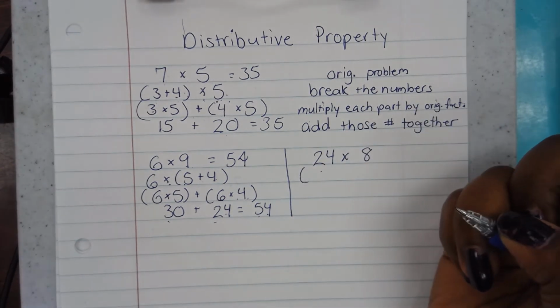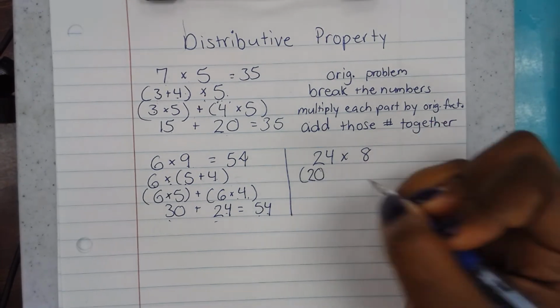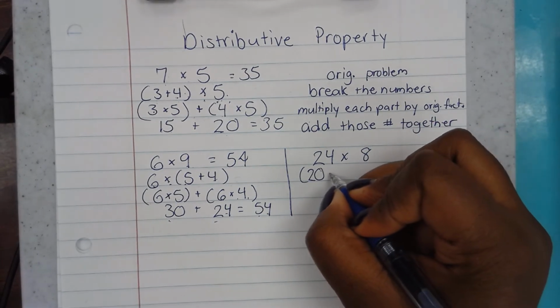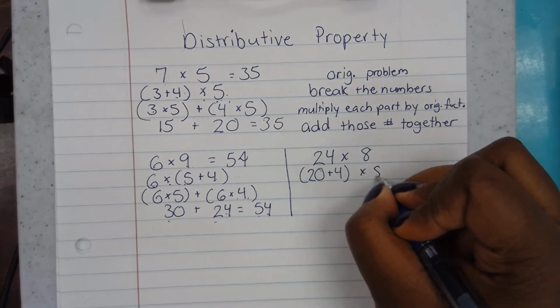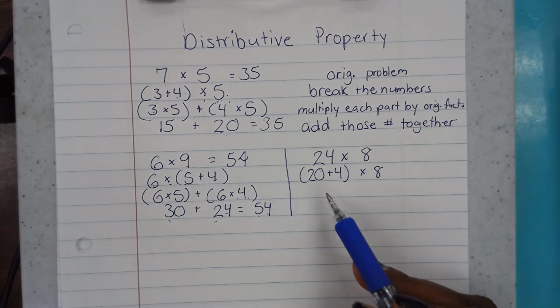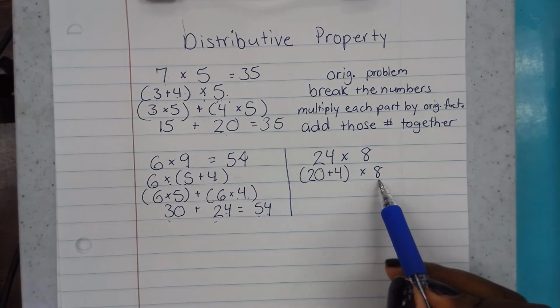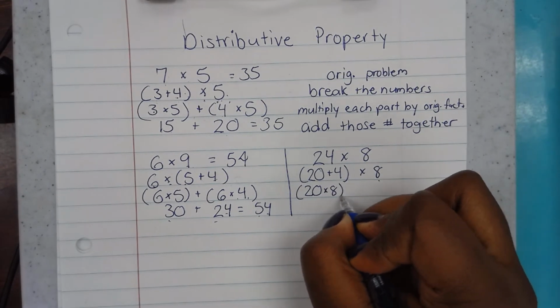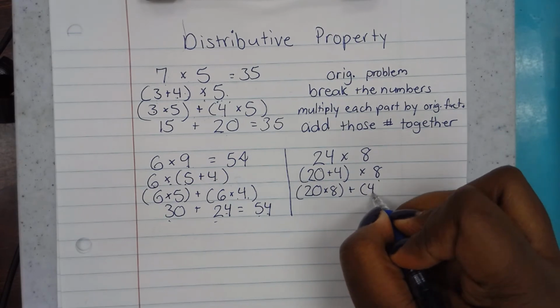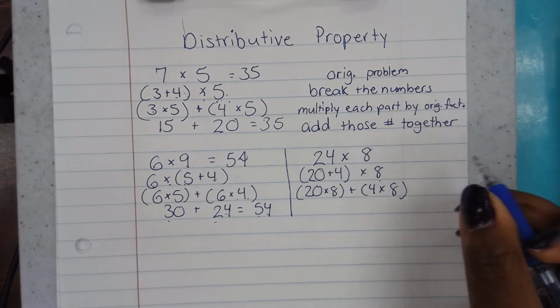A lot of third graders will say you can just break it into 20, which I can. And I can add 4, and that would make 24. And I'm going to multiply by 8. So then I'm going to multiply each of those parts by this original factor. So then I should have 20 times 8, and I'm going to add it to 4 times 8.